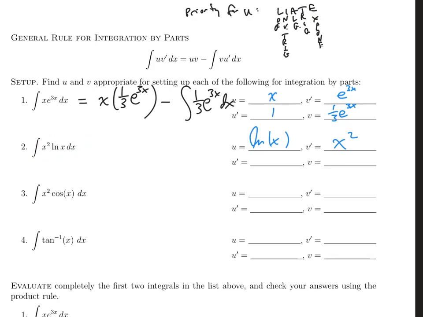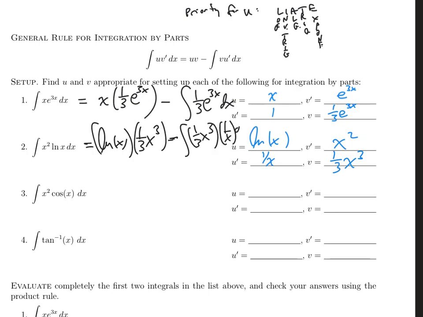Now I need to take the derivative of log of x to get u prime. So this is u and I want u prime. Now this is v prime and I want v, so that's an antiderivative that I need to do. So the antiderivative of x squared is 1/3 x cubed. So integration by parts says this should be u times v, so log of x times 1/3 x cubed minus the integral of v times u prime, so that's 1/3 x cubed times 1/x.